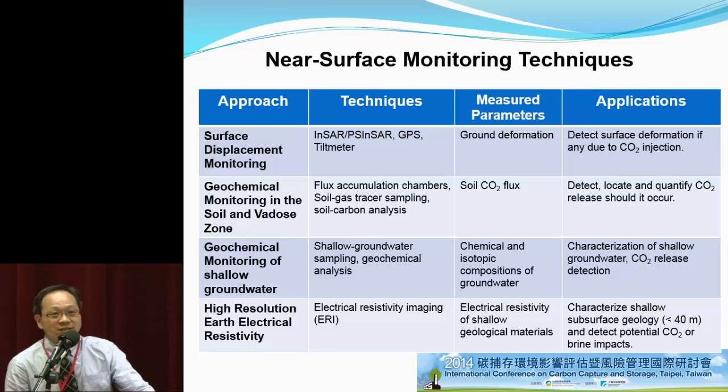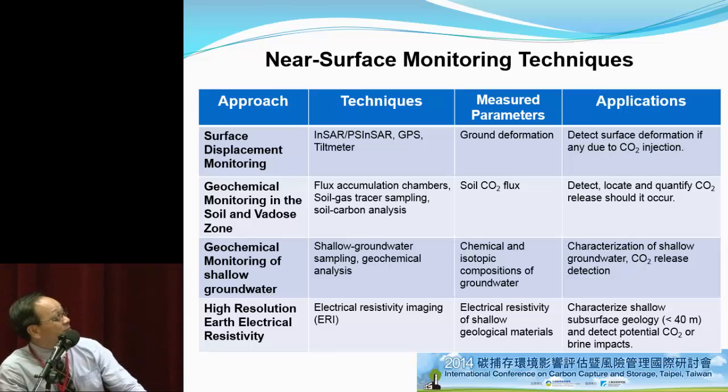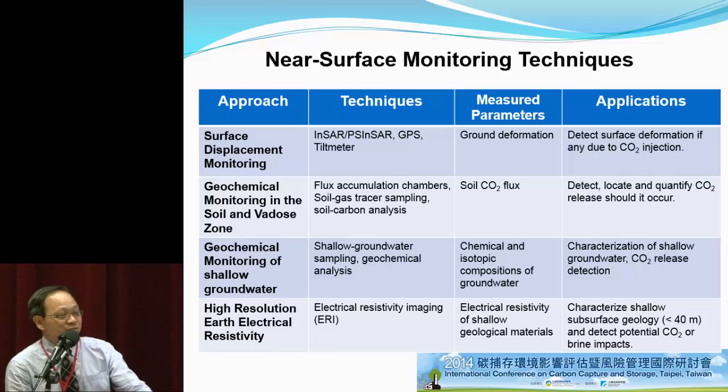And for the near surface, we have to make sure the groundwater is not contaminated by CO2, or if the CO2 has leaked to the near surface. So there are many different types, like geochemical monitoring in the soil or weather zone, or geomechanical monitoring of shallow groundwater, or using high resistivity to detect if there are any CO2 leakages.